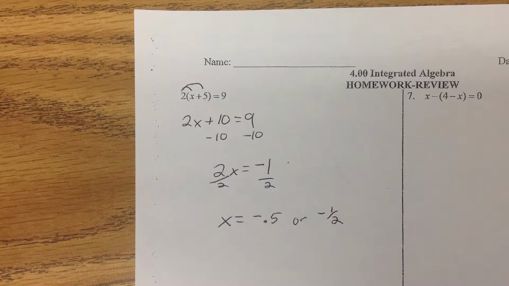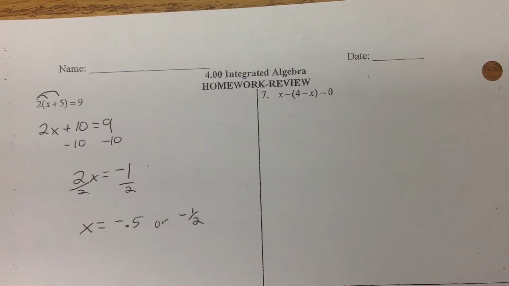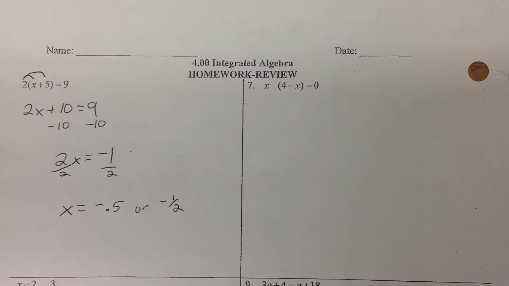Either one of those are good. All right, moving over to number 7. 7 is tricky because there's a couple of things that make kids uneasy. One, there's a 0 on the other side, and people don't like 0. It's just another number. Don't let it freak you out.